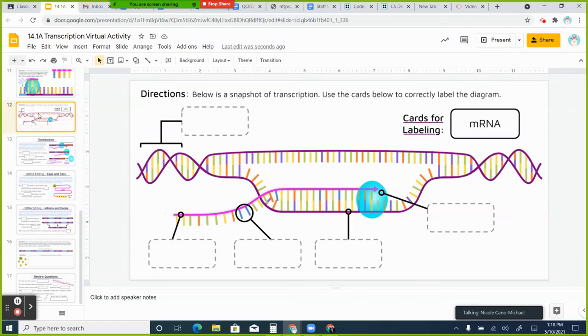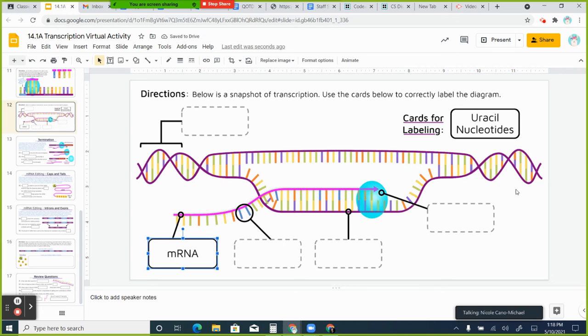Okay. Slide 12 is also a drag and drop, but we are going to be labeling. So, cards used for labeling are right here. And now I need to drag and drop them to where they belong. For example, my first one says mRNA. As I look at mRNA, I'm thinking it might be this strand right there.